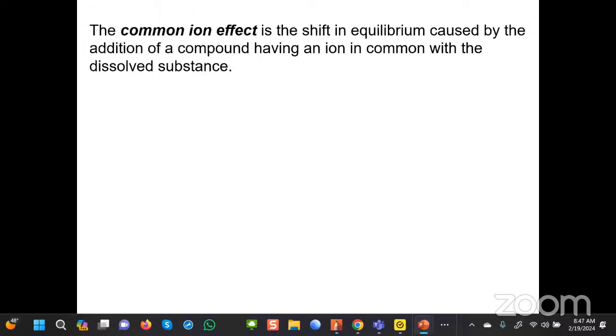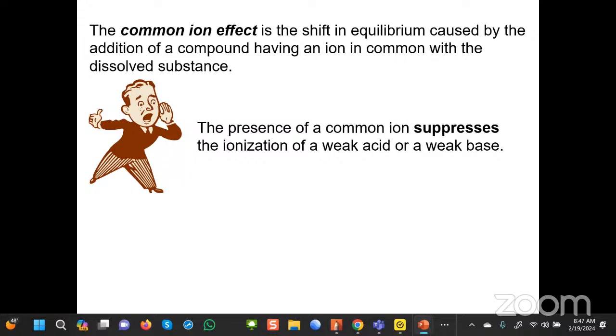So first thing we're going to talk about in this section is what is known as the common ion effect. And this is based on what we learned 2 chapters ago with respect to Le Chatelier's principle. So let me just state what the common ion effect is. The common ion effect is basically the shift in equilibrium that is caused by the addition of an ion in common with the dissolved substance. And you're going to see how Le Chatelier's principle comes into play.